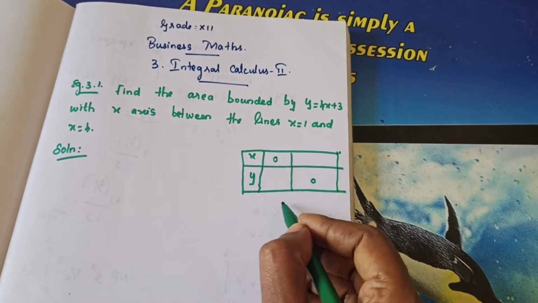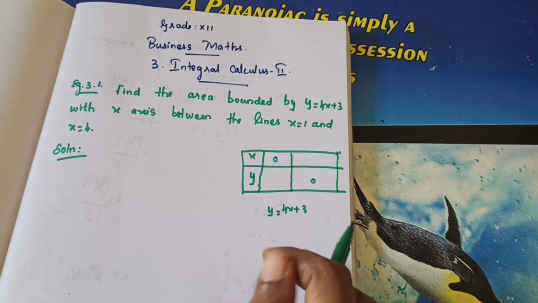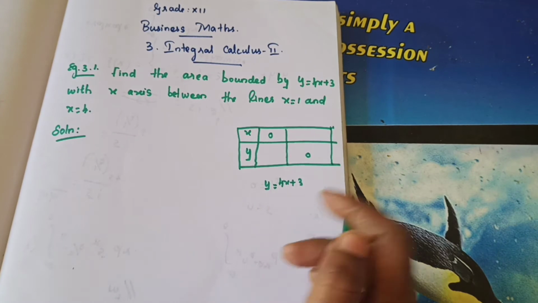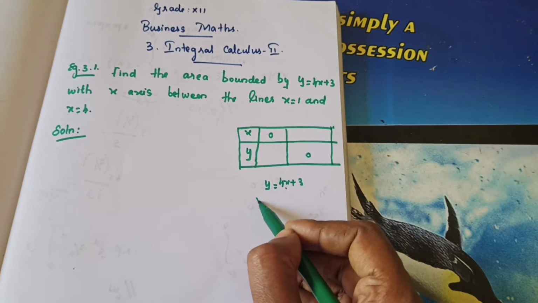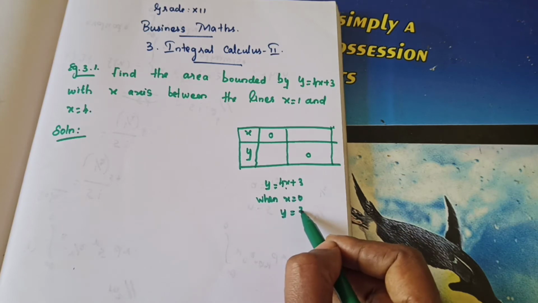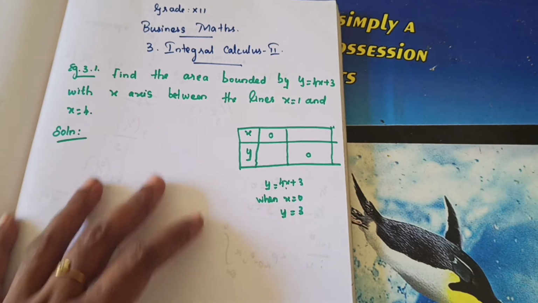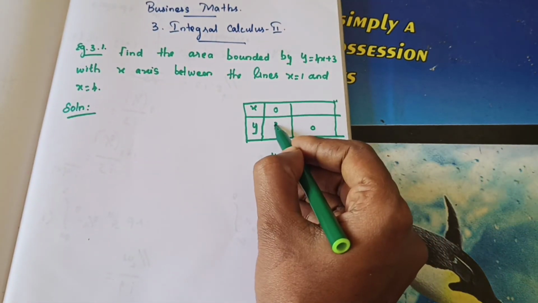If x is equal to 0, what's the value here? This is the given line equation. When x is equal to 0, what will happen? y is equal to 3. Okay. y is equal to 3.